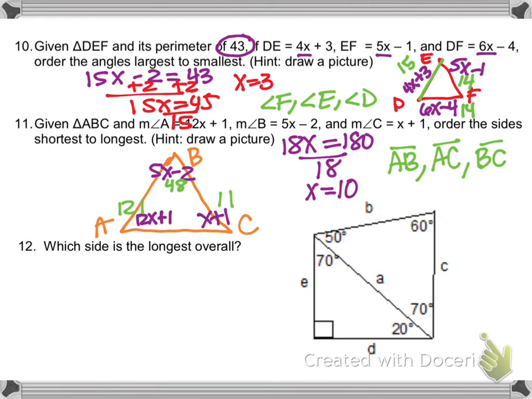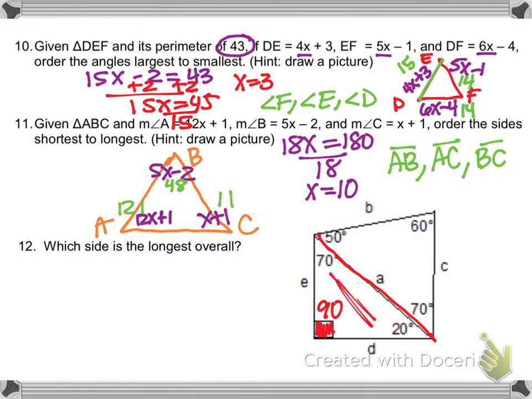All right, number 12. This is one of the hard ones to explain. But I want to start by saying that when it says which side is the longest overall, just because 90 degrees is the biggest angle overall does not mean that A is going to be the biggest, okay? That doesn't translate that way. And so what I would do here is pick a triangle to start with. And if it doesn't make sense starting with one triangle, then start with the other one.